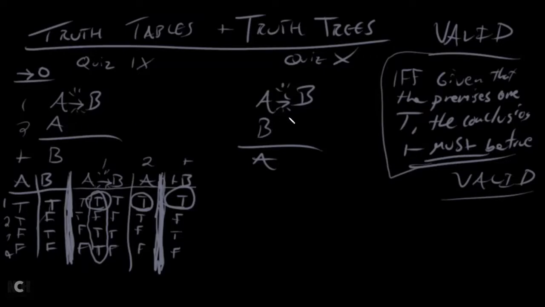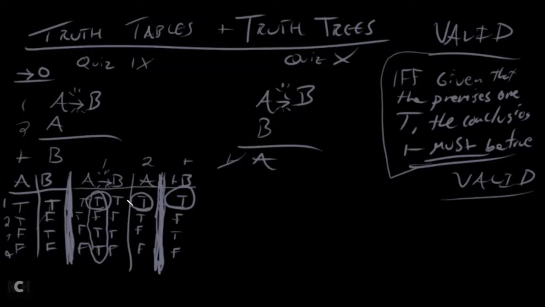But now, does this work? A arrow B. B. Can you get A? Can you get it? Well, I'm going to go ahead and tell you, no, this doesn't work. In fact, this is a fallacy called affirming the consequent. It doesn't work. Well, Professor Burris, just because you say so, how do I know it doesn't work?